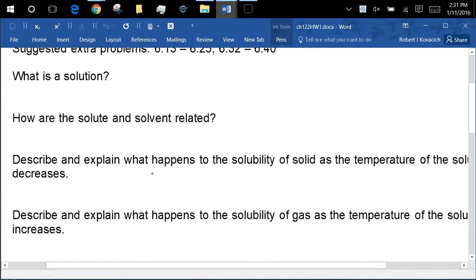All right, what do we have for this first one? Solutions, what do you need? Well, it's two substances, right? Okay, so how about, what about the two substances, solute and the solvent?